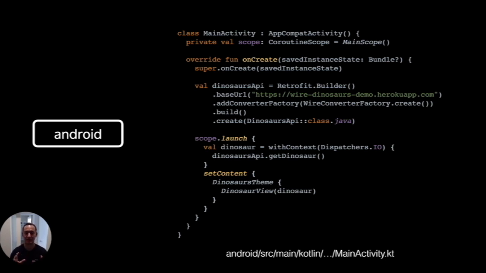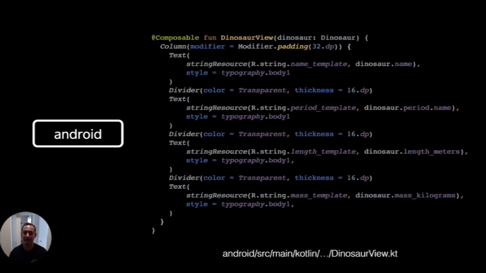So you can see that we're setting up our Retrofit client. We use the Wire converter factory that allows us to basically tell Retrofit that it'll be getting some Protobuf messages and parse them correctly. After that, we create a coroutine to call our server on the background thread, obtain the dinosaur object, and pass it into the dinosaur view. And dinosaur view is just a very simple composable function with just like a vertical stack of text views. I definitely need to find a designer for this project because right now it doesn't look good, but it works well. So yeah, it just does the job, and it's awesome.